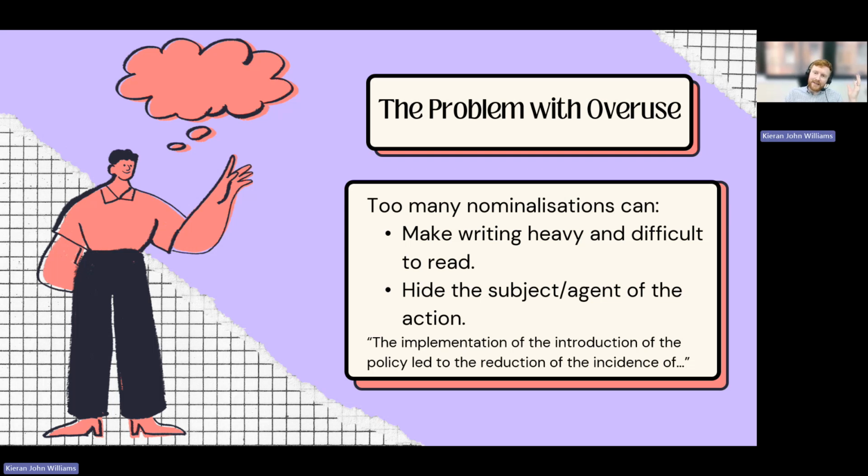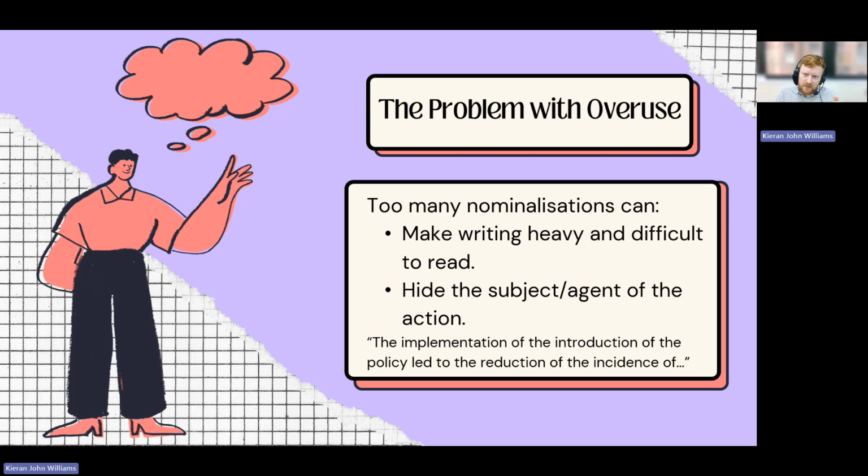But of course, it is possible to overuse nominalization. Too much of it can make writing heavy and difficult to follow. Another problem is it can hide the subject, the person or the thing doing that action, which makes sentences vague.